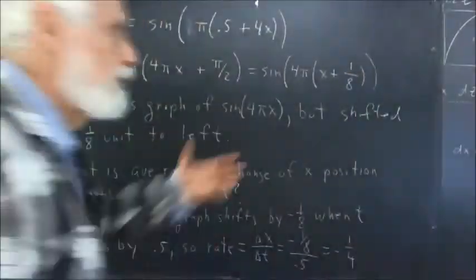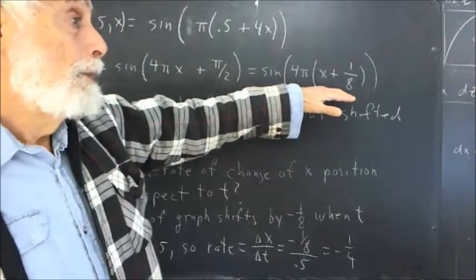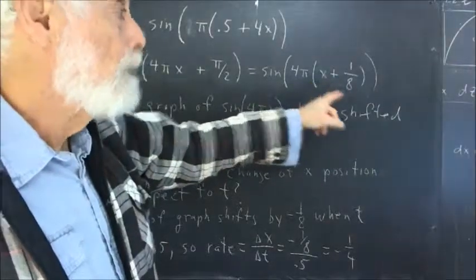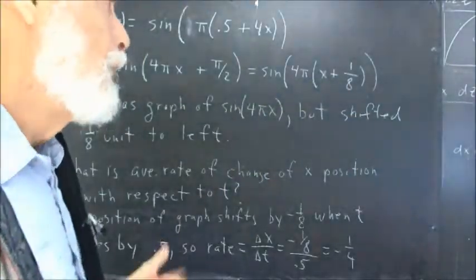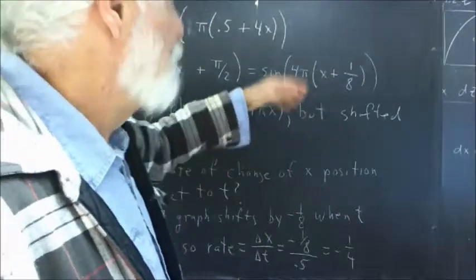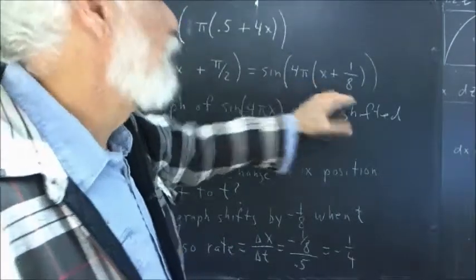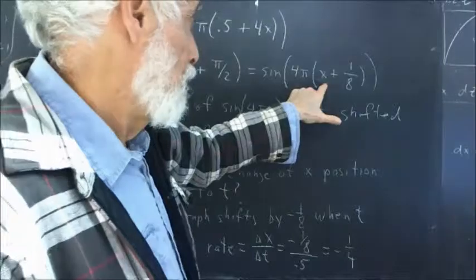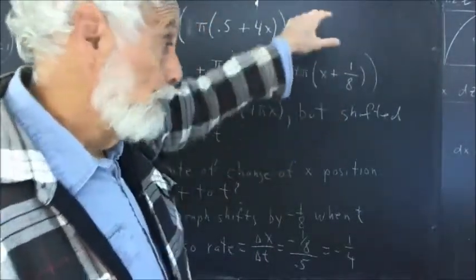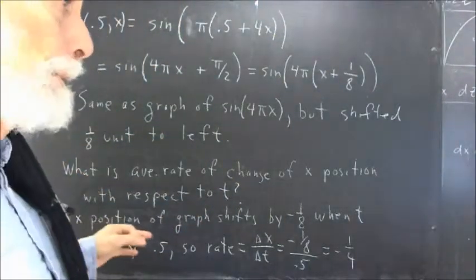What does that do to our graph? Well, you should think about that. You should understand that, but you might not have thought about it for a while. That shifts the graph 1/8 of a unit to the left. The explanation for that is that to get the same value that we would have gotten for sine 4 pi x, x is going to be 1/8 of a unit less. And if x is 1/8 of a unit less, we get the same thing here that we would have gotten for sine 4 pi x. If you think about that, it's the reason for the translation.